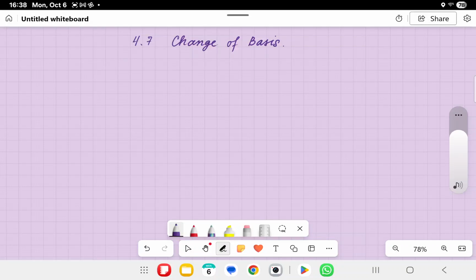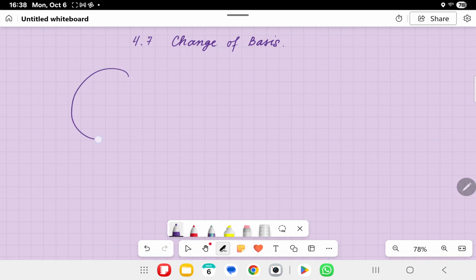Hello everyone, today we are going to talk about change of basis, and that's section 4.7. Before we start working with actual problems, I want to remind some important stuff about basis. So what is basis? Basis is a set of vectors which is spanning the whole space and linearly independent.